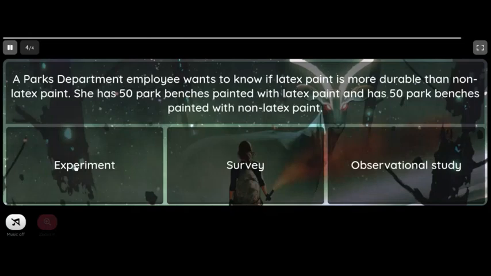It's an experiment because the park department employee wants to know whether latex paint is more durable than non-latex paint. So there are different methods that she used. She has 50 park benches painted with latex paint and 50 park benches with non-latex paint. So that is definitely an experiment.